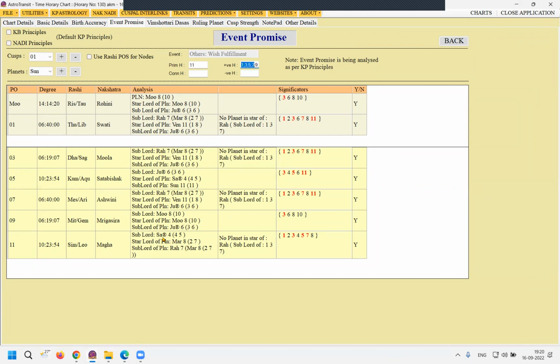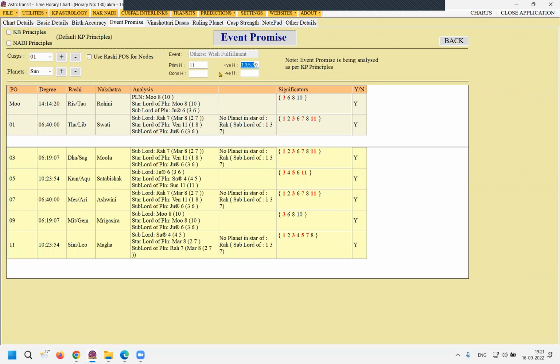Similarly, if we see Saturn, it is signifying the 5th house, the house for ministry. If we see Mars, it is signifying the 7th house as well. So now we have a very good position for this person, that the sublord of the 11th, as per the horary chart, is signifying 1, 3, 5, and 7. So that means the promise, of course, is very, very positive. And if we see Moon, Moon is also signifying the 3rd house, which again is a positive house as per this event.